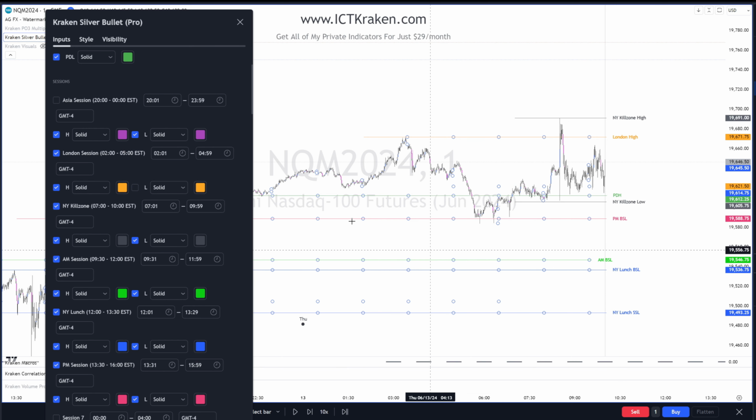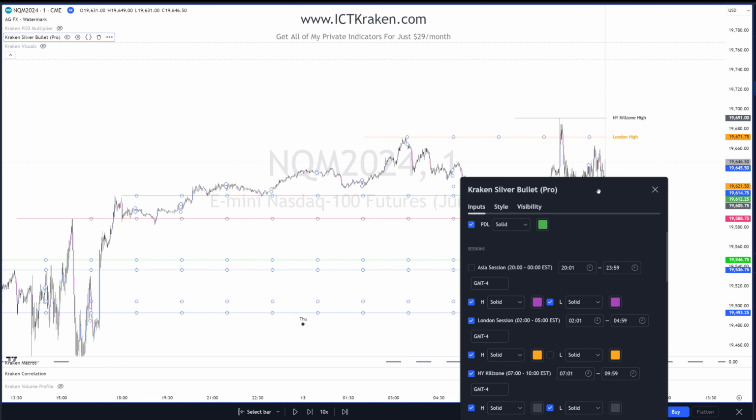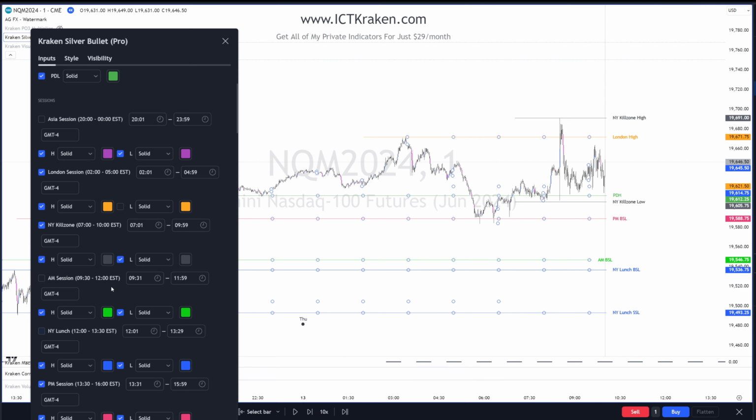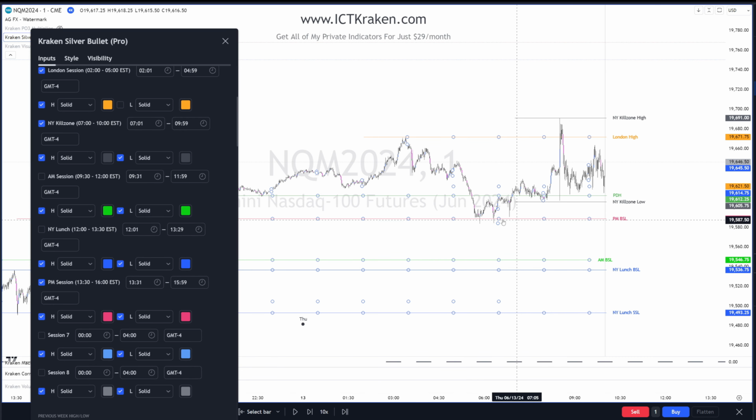AM buy side's here, so obviously it's been taken, so I'm going to turn off AM. New York lunch is way down here, and it's been traded through, so I'll take that off. And then PM buy side has been traded through, so I'll turn that off as well.